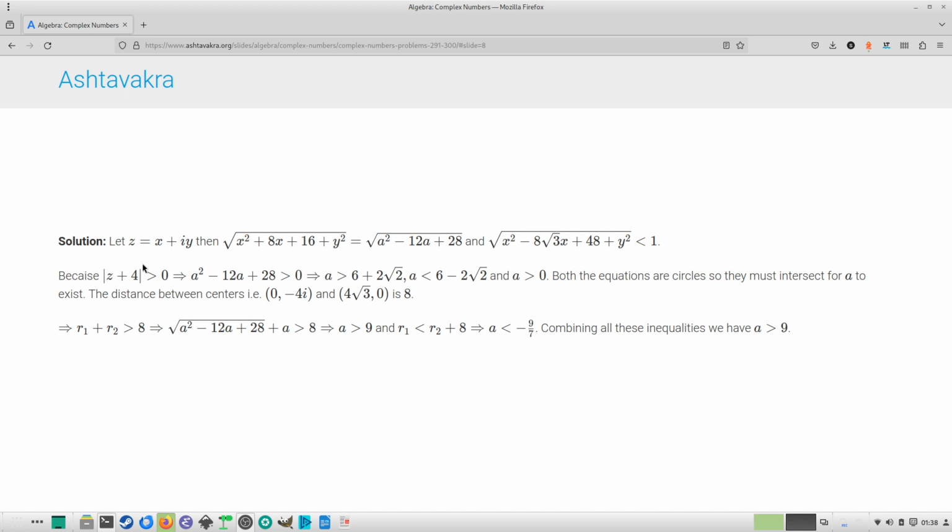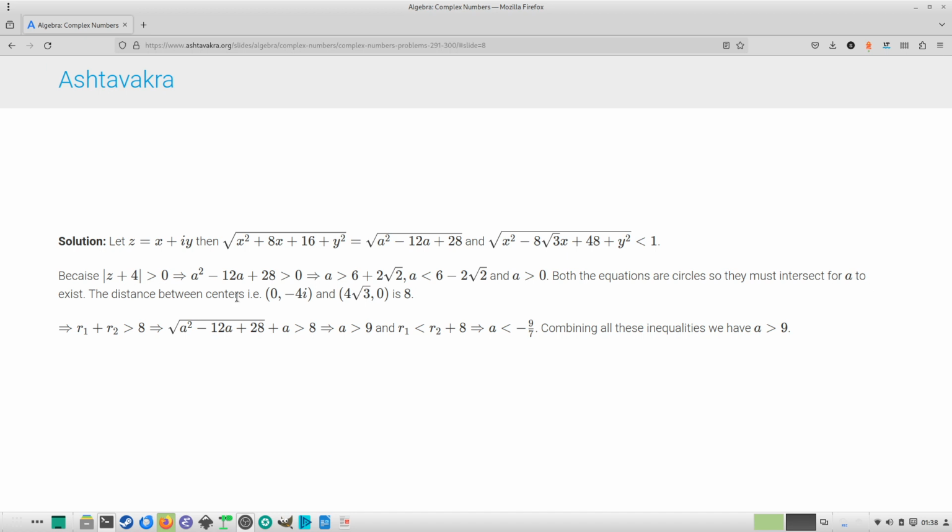But we know that mod z plus 4 greater than 0. So a square minus 12a plus 28 greater than 0. So a is greater than 6 plus 2 root 2 or a is less than 6 minus 2 root 2, and a greater than 0. Both the equations are circles, so they must intersect for a to exist.